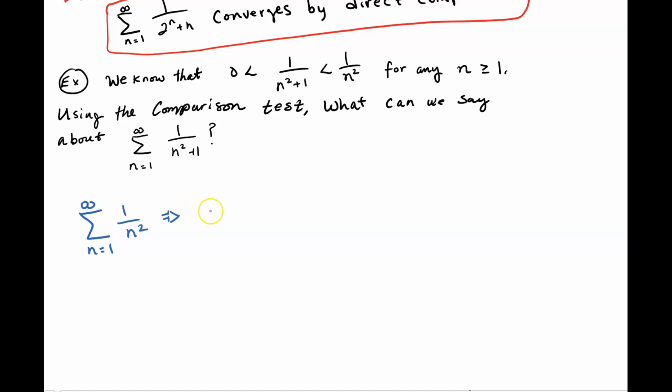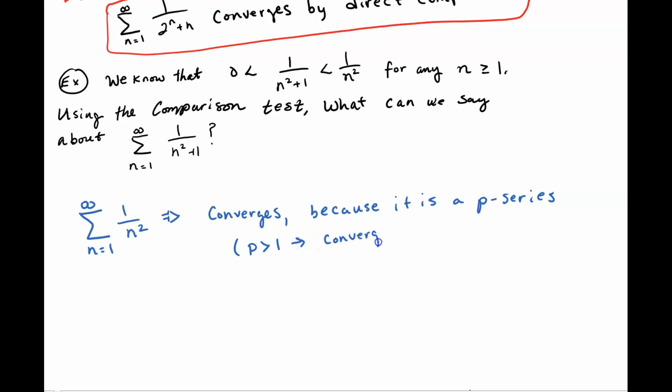I'm going to tell you right off the bat, this one does converge. Why? Because, like I said, it is a p series. And what do we know about p series from a previous video? Well, we know that if p, the power, is greater than 1, in this case p is 2, then we know that this series converges.